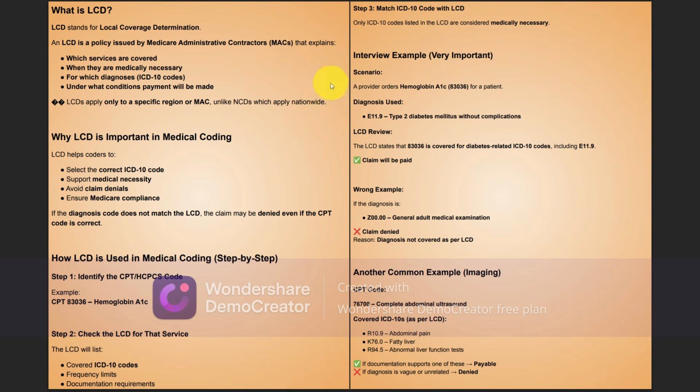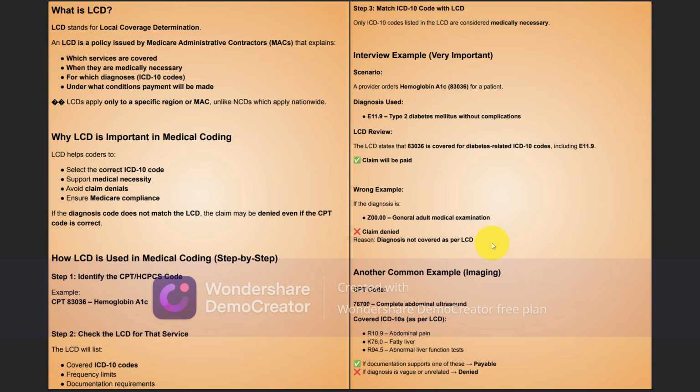Interview example is very important. Let's discuss a scenario. A provider orders hemoglobin A1C, code 83036, for the patient. Diagnosis is E11.9, type 2 diabetes mellitus without complication. LCD review: the LCD states that 83036 covers diabetes-related ICD codes including E11.9. Claim will be paid easily. Wrong example: if the diagnosis is Z00.0, general adult examination, the claim is denied. Reason: the diagnosis is not covered in the LCD.